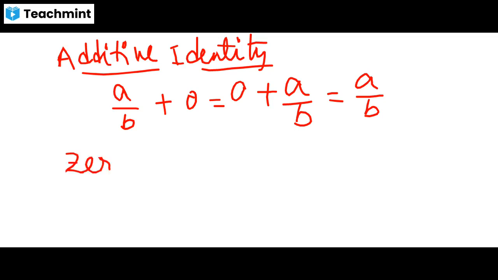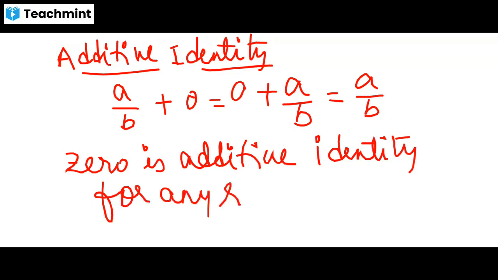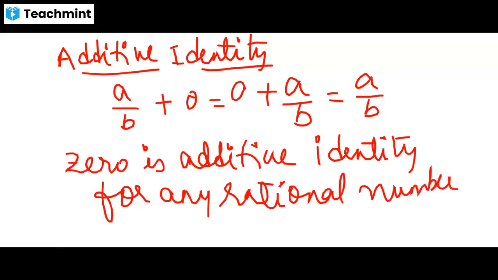0 is the additive identity for any rational number. This we'll discuss when you are doing exercise problems. You just write any one number and add 0 to that. This additive identity property you have learned for whole numbers and integers. Same thing you are doing here also for rational numbers.